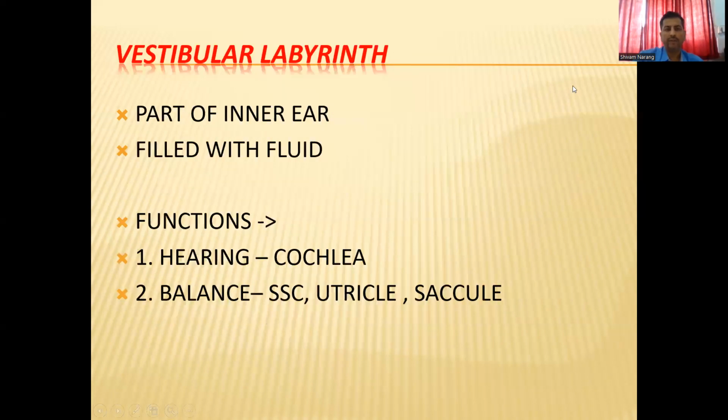Now we will discuss the vestibular system in detail. The vestibular labyrinth is a part of the inner ear which is filled with fluid, and it has two main functions. First is hearing, which is judged by the movement of the fluid in the cochlea. The other main function is balance, which is by the semicircular canals, utricle, and saccule.